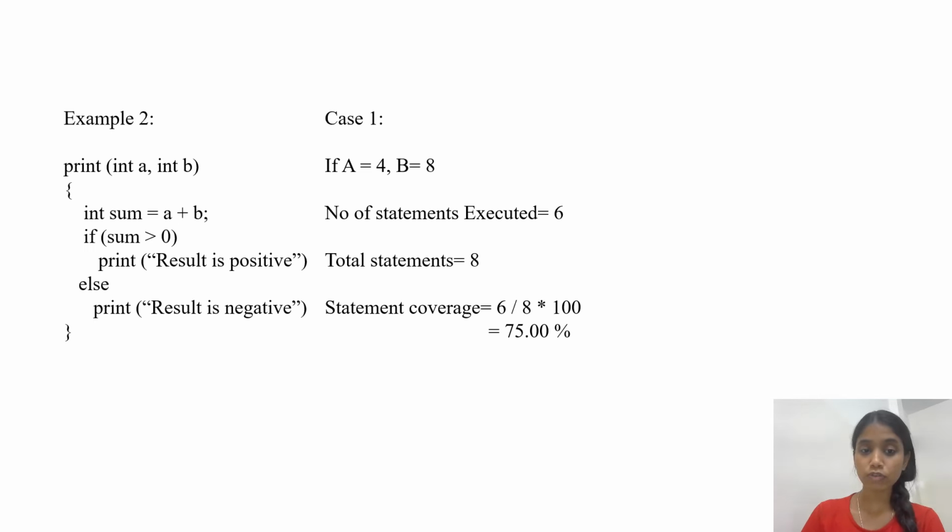So the statements which will be executed: print int A comma int B will get executed, the curly braces will get executed, int sum is equal to A plus B, which is 8 plus 4, will be executed, that is 12. If sum is greater than 0, yes, it will get executed. Print result is positive will get executed. The else part will not get executed. Then we have the curly braces to get executed.